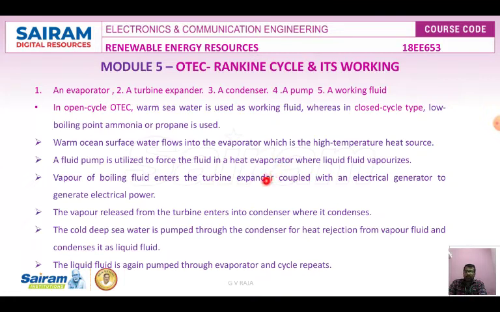The vapor of the boiling fluid enters the turbine expander coupled with the electrical generator in order to generate the electrical power. The low pressure vapor released from the turbine is given to the condenser, where it is converted into liquid, and the cold deep sea water is pumped through the condenser for heat rejection from the vapor and to condense it to liquid. The liquid is once again pumped through the evaporator, and the cycle repeats. This is the working principle of the Rankine cycle.